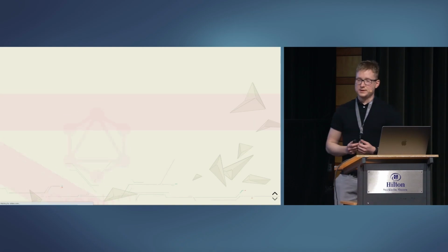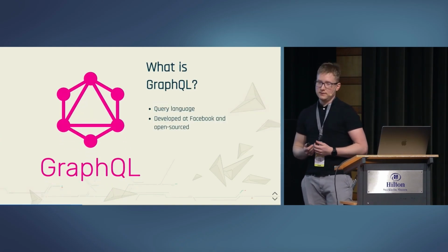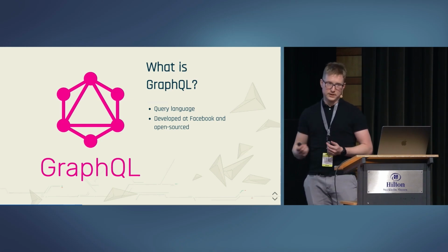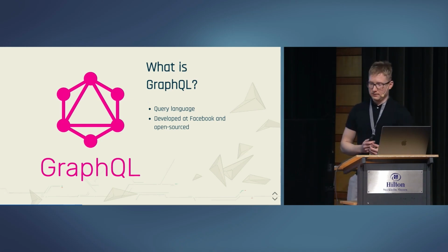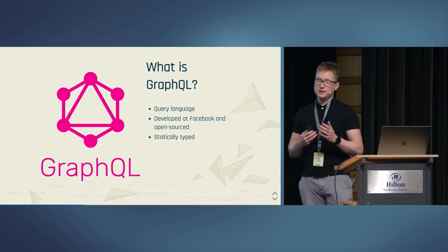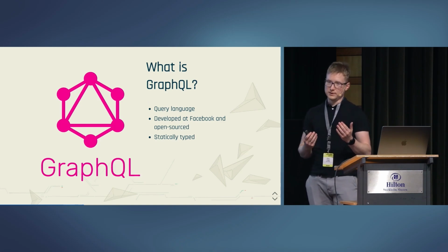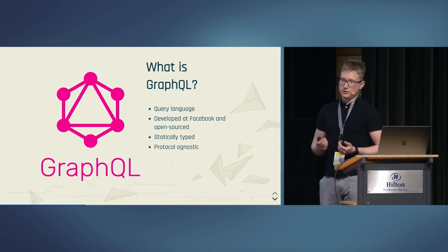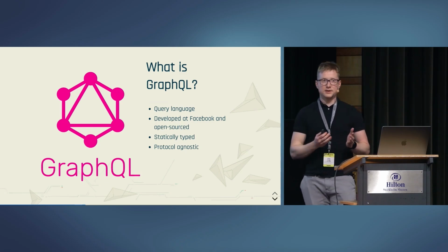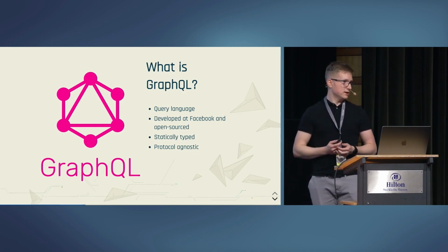So what is GraphQL? GraphQL is a query language that was initially developed at Facebook, but is currently open sourced. A quite good benefit of GraphQL as a language is that it's statically typed, so it could act as a contract between your backend API and your frontend consumers. And also it's protocol agnostic, so it's not deeply tied to HTTP. You can just format your message in GraphQL and send it over any medium you want.